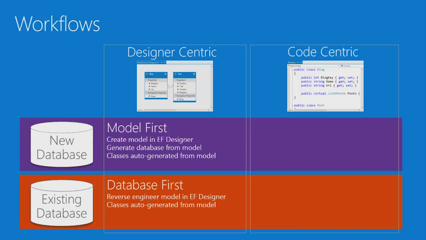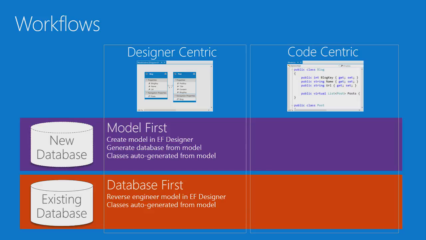Database first, I'm still in the designer, but instead of starting by drawing my boxes and lines, I point the designer at a database and it draws the boxes and lines for me. Again, the classes that I'm going to write my application code against are generated for me based on the boxes and lines on the canvas.